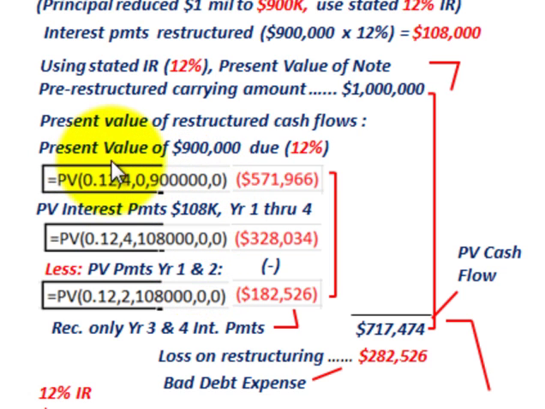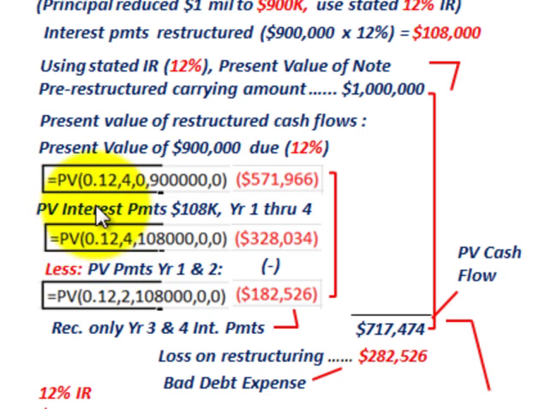So first off, we have to look at the present value of that $900,000 of principal that is due in 4 years. And again, we're using our 12% stated rate of interest in a note that's agreed on. I'm using the Excel function here, but use your financial calculator or Excel to figure out your present value. So again, we're using that 12% interest rate, 4 years, and discounting the $900,000 principal back. That's worth $571,966. That's its present value.